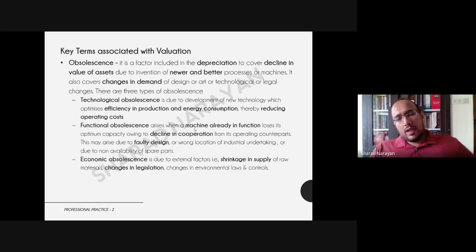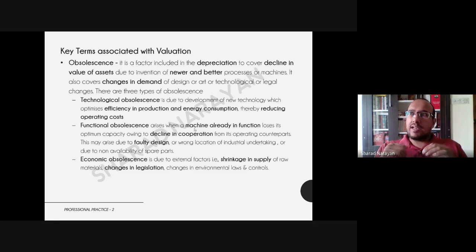Then the third one, where we go to economic obsolescence. This occurs due to shrinkage in supply of raw materials, change in legislation, change in environmental laws, and so on and so forth. Economic obsolescence is one of the things that we encountered during the past lockdown, right? We went into lockdown for 45 days. It was one of the most stringent things. And economic obsolescence is basically where you completely eliminate or completely suffocate your supply lines.